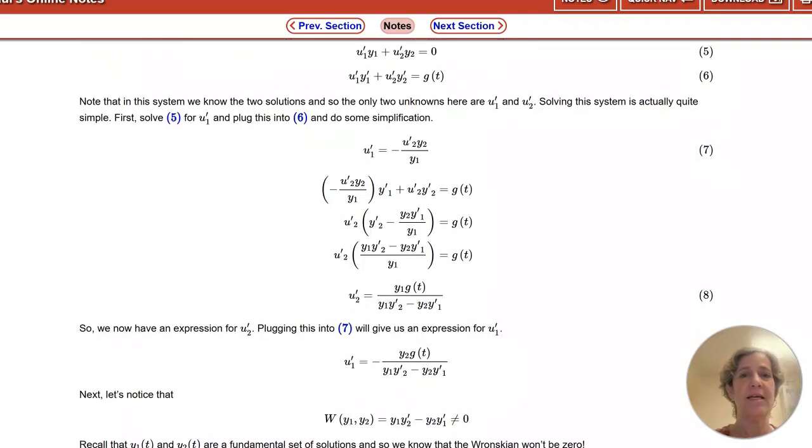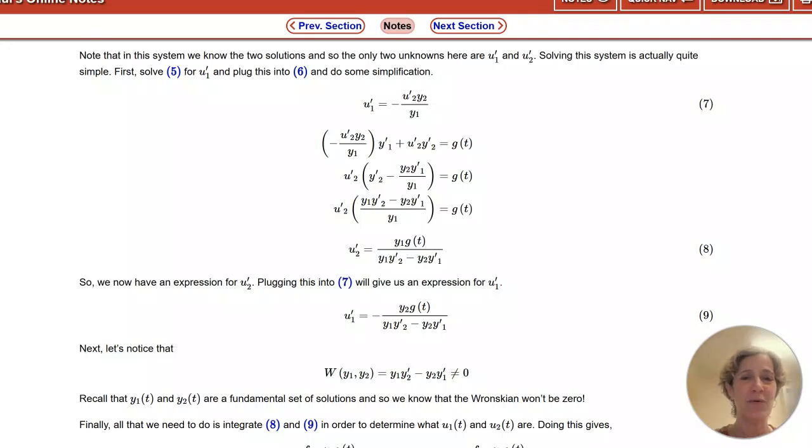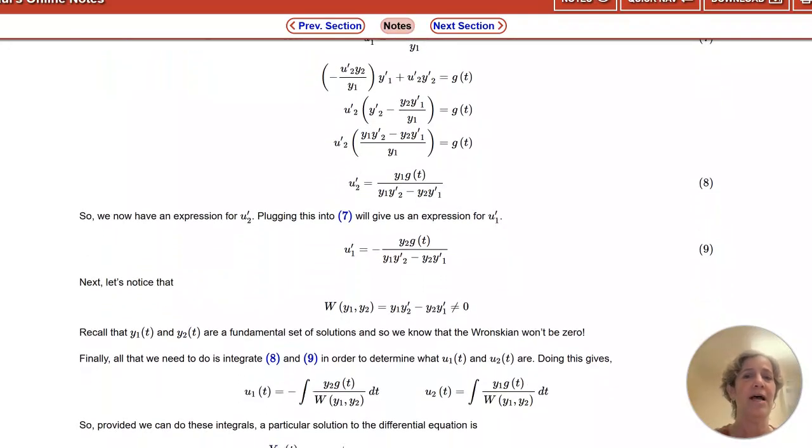And then into the second equation, wherever I saw u1 prime, I replaced it with this negative u2 prime y2 over y1. Again, this is not pretty, but I'm just doing some algebra and rearranging. And then I get a formula for u2 prime in terms of y1, y2, y1 prime, y2 prime, and g of t, which are all things I know.